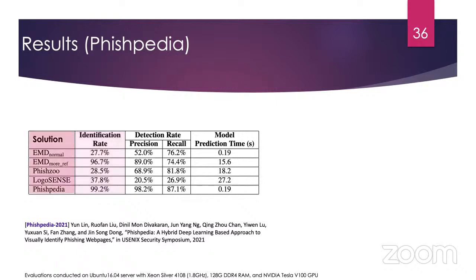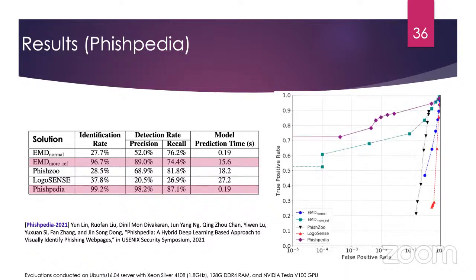Among the solutions, for EMD we have two of them because it's a screenshot-based solution. So we wanted to see if we provide more screenshots, would it perform better? Maybe, but it might be expensive. The results show that, yes, it does perform much better. The identification rate shoots up, but the model prediction time is impractical, over 15 seconds. Whereas Phishpedia achieves better performance at a very low prediction time. So the cost of prediction is manageable.